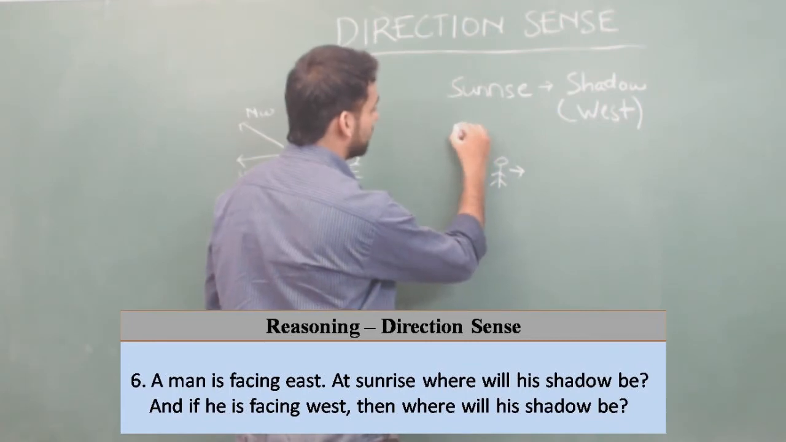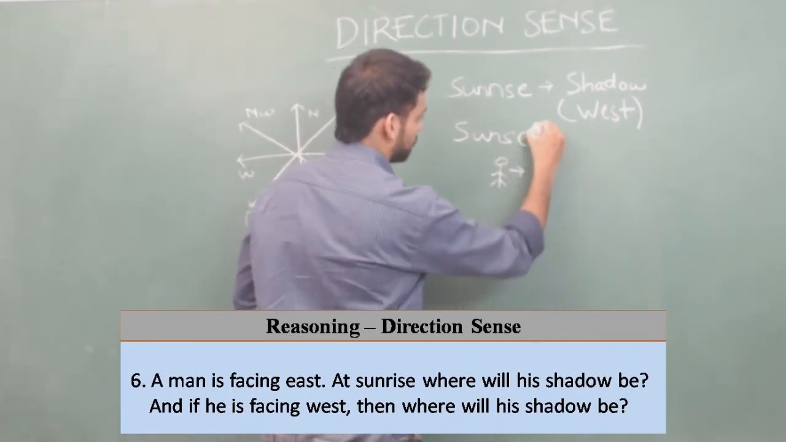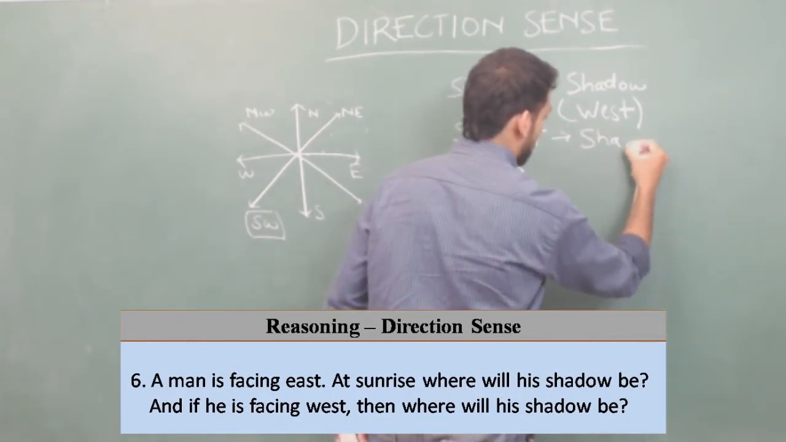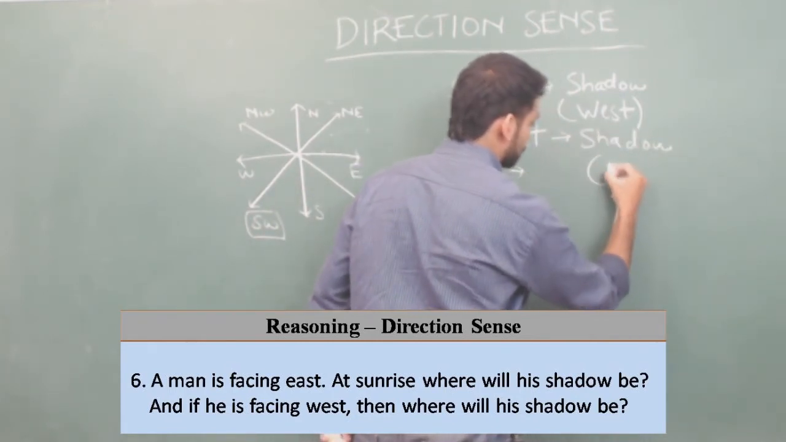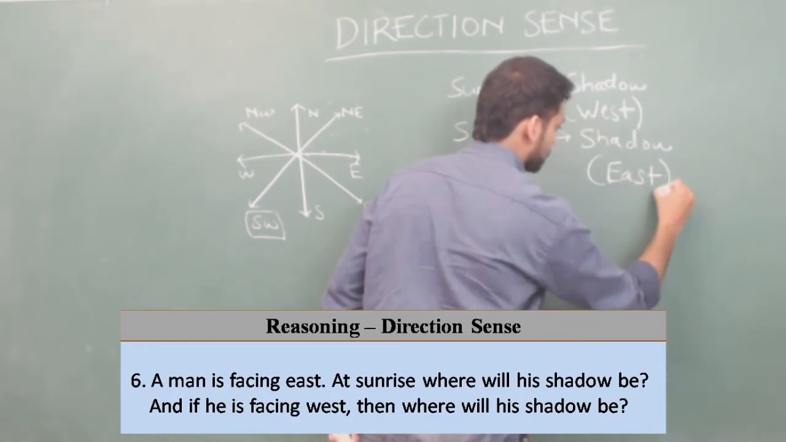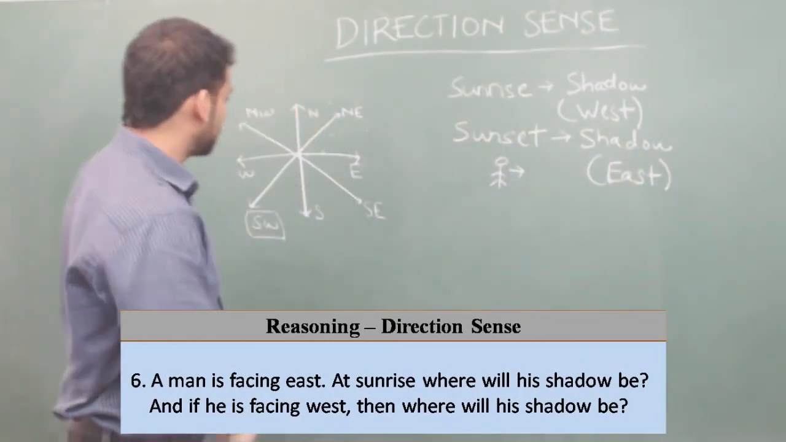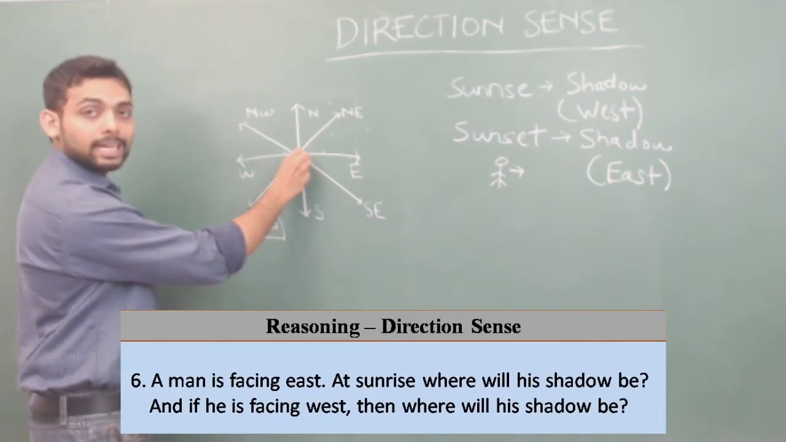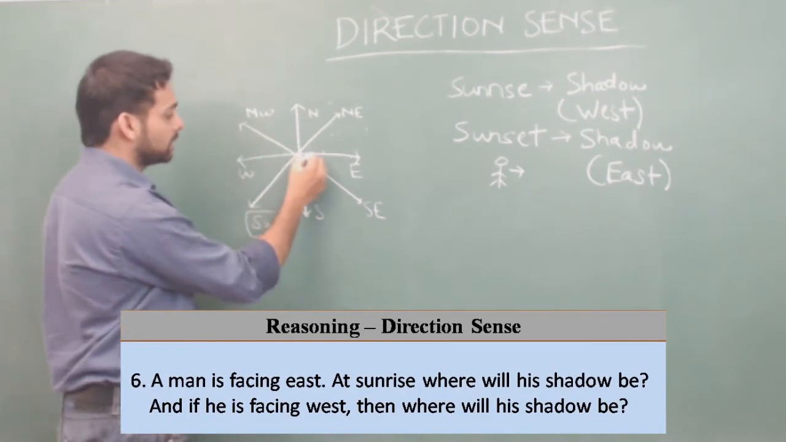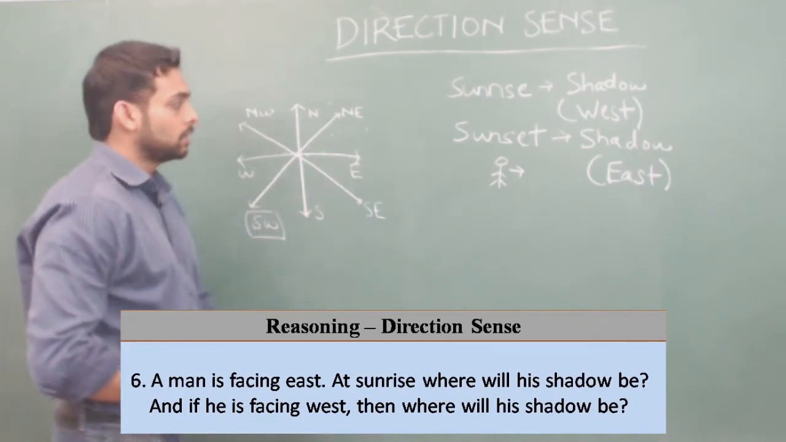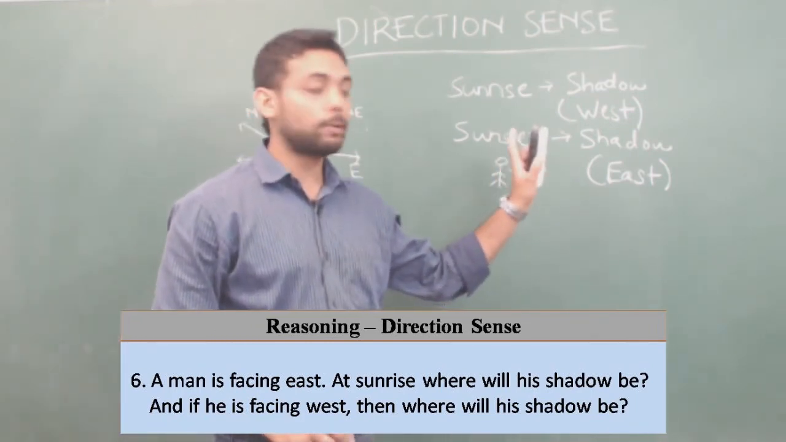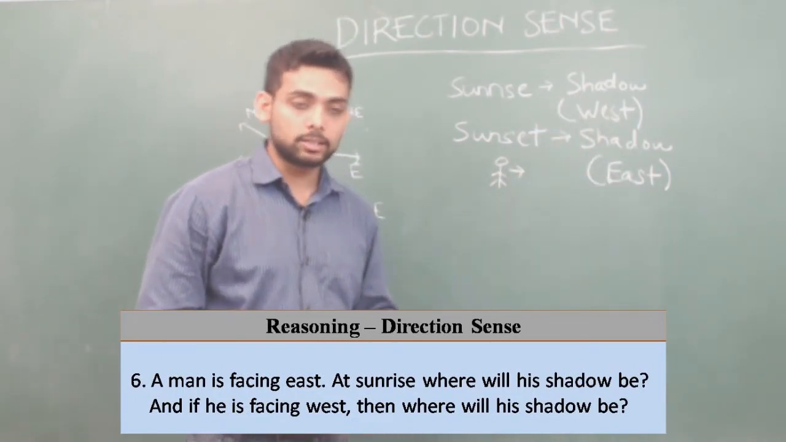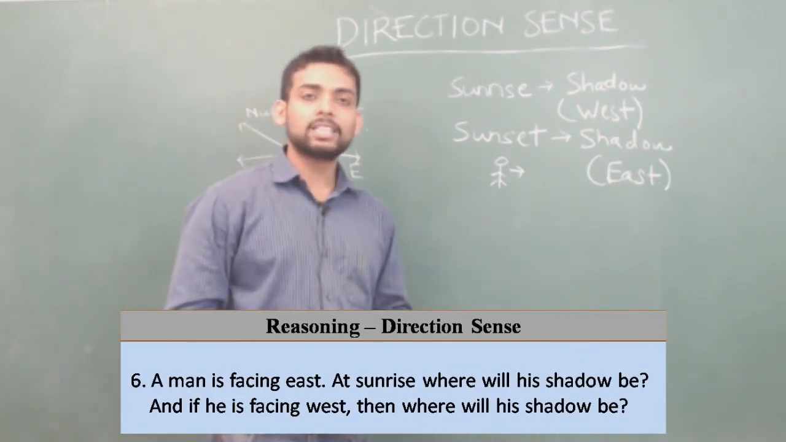Similarly, at sunset, the shadow will be towards the east, because the sun sets in the west. So when the rays of light fall from the west, the shadow will be in the opposite direction. So at sunrise, the shadow will be formed in the west, and at sunset, the shadow will be formed in the east.